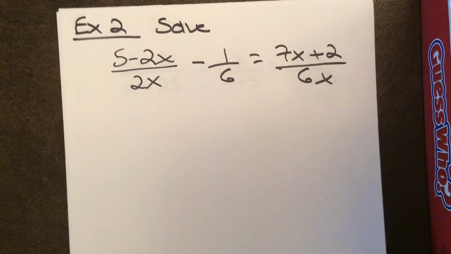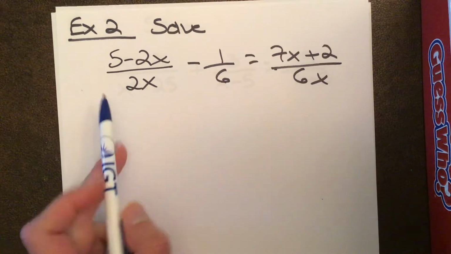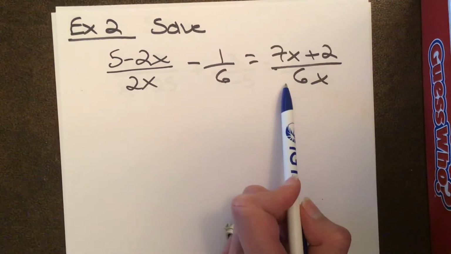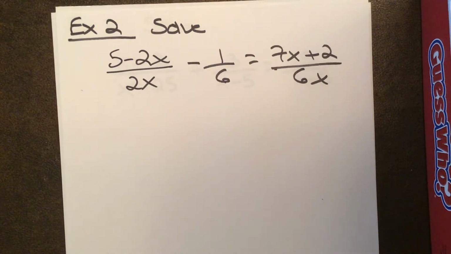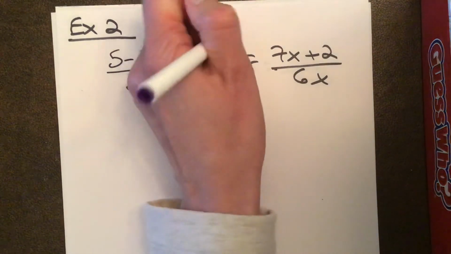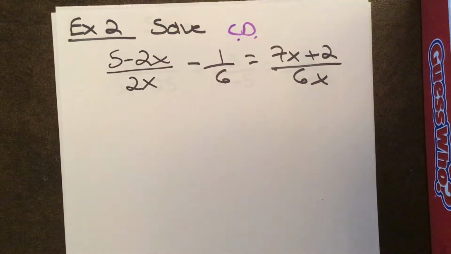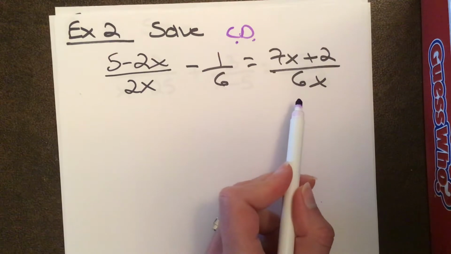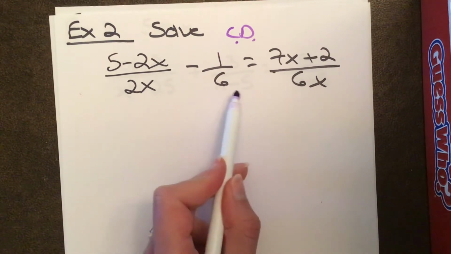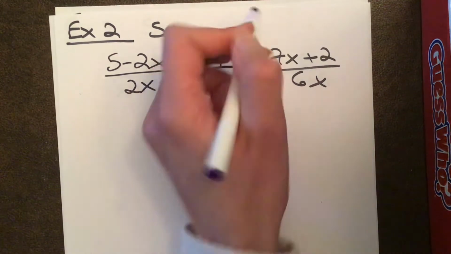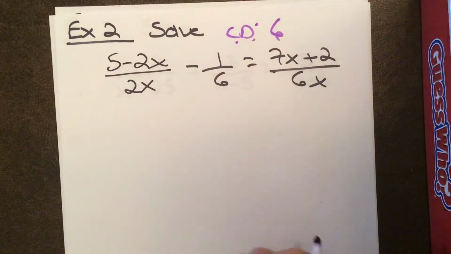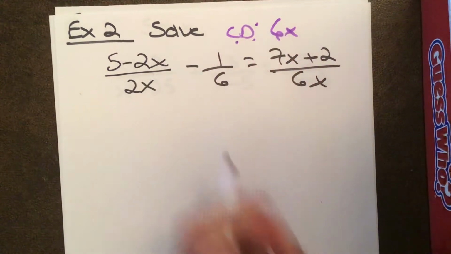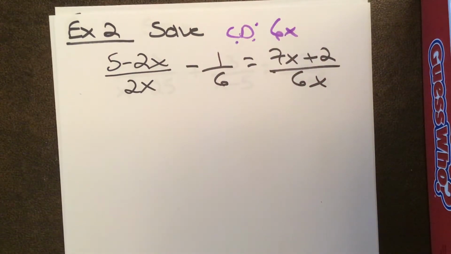So this one says solve, and then we have 5 minus 2x over 2x minus 1 over 6 equals 7x plus 2 over 6x. So my first step is to get a common denominator, CD. None of my denominators are going to factor here, so I just look at them. I see a 2, a 6, and a 6. So the common denominator between those three numbers would be 6. And then I also need to include that x. So my common denominator would be 6x.